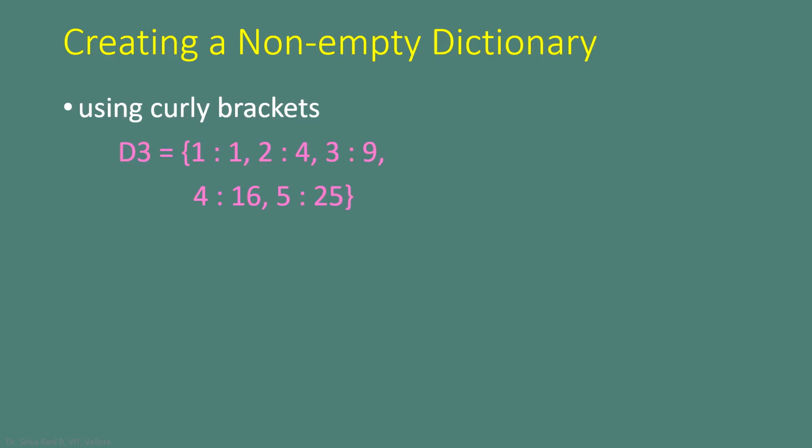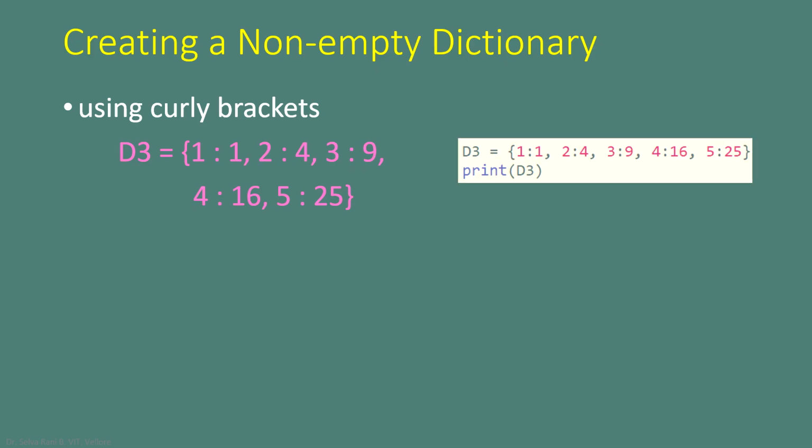Let's now see how to create a non-empty dictionary. It can be done with the help of using curly brackets. D3 is equal to 1 colon 1, 2 colon 4, 3 colon 9, 4 colon 16, 5 colon 25. Now D3 is a dictionary since it's having collection of elements inside curly bracket, but every element is a pair of values. The first one is the key, the next one is the value. If we display D3, D3 will be displaying the keys and value pairs as output.